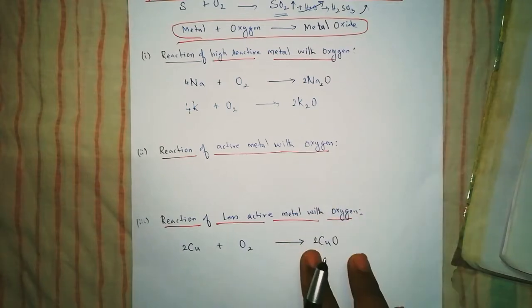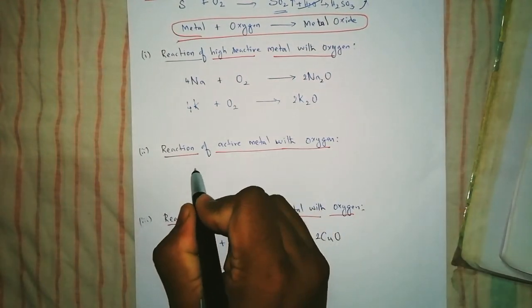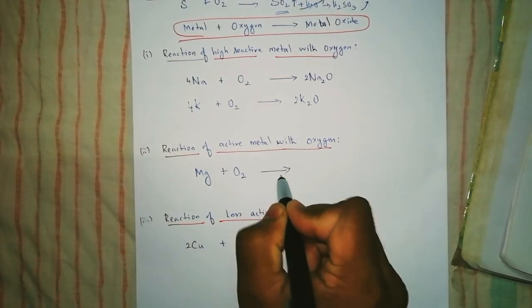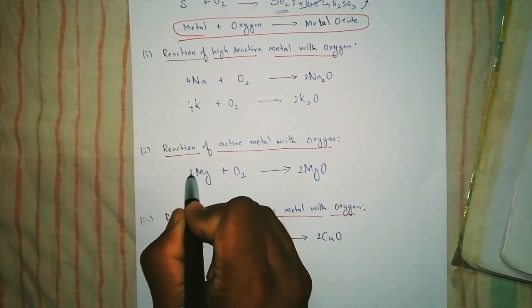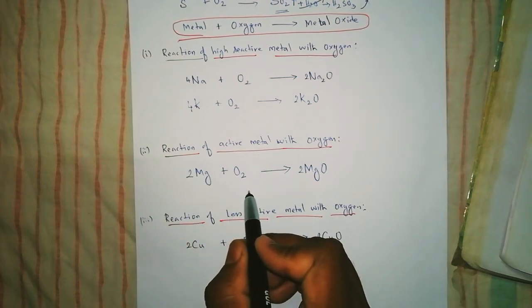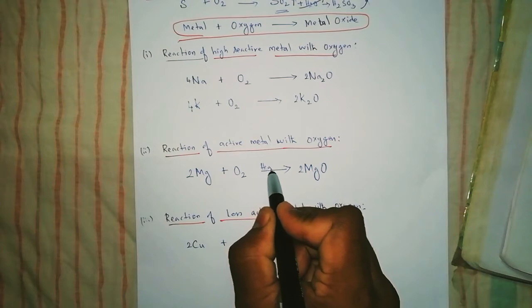It's a simple one. For the reaction of an active metal, we try magnesium. We have already learned this, but again, we are going to do this. When magnesium reacts with oxygen, it gives magnesium oxide. And also you should balance all the equations. You have to balance. Magnesium reacts with oxygen, and that means we are just heating it.